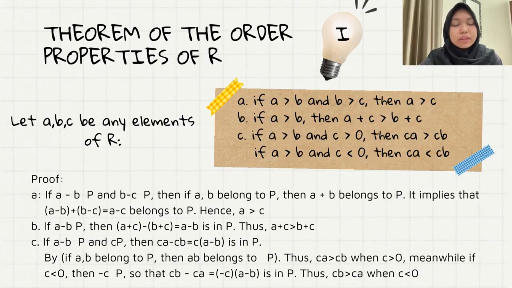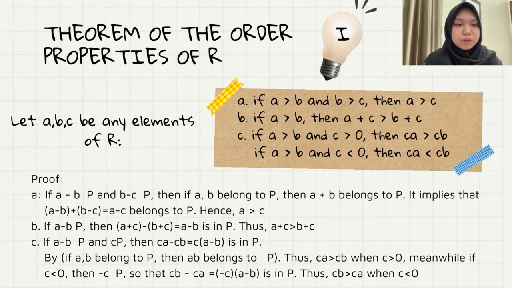Okay, the next we have the theorem of order properties of R. We have four parts. First, let a, b, c be any elements of R. If a more than b and b more than c, then a more than c. The second one, if a more than b, then a plus c more than b plus c. And then the third, if a more than b and c is more than 0, then c times a more than c times b. But if a more than b and c is less than 0, that means we have c times a less than c times b. So what is the proof of the theorem?